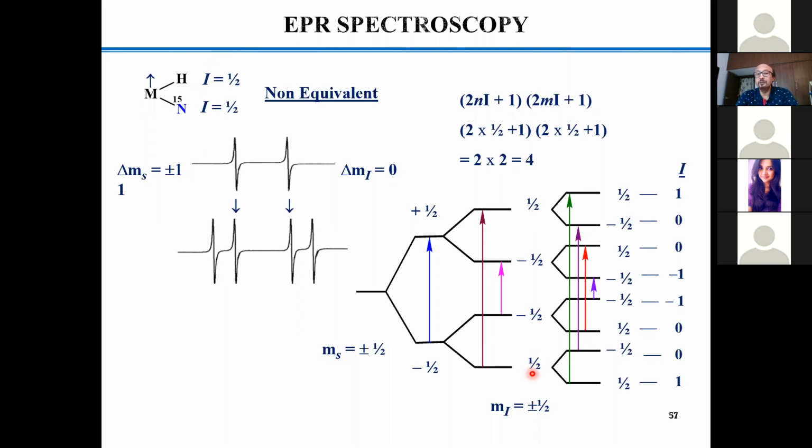Okay, so it will be half minus half, and then this will be split further. This will be split further. So the eventual situation is like this, and then it will follow your delta Mi equal to 0, and you will be getting 4 lines. And intensity, here also you can calculate the intensity very easily. You will be seeing 1:1:1:1. That means in NMR terms, we call it the doublet of doublet. So this is a situation which quite often we come across, right?